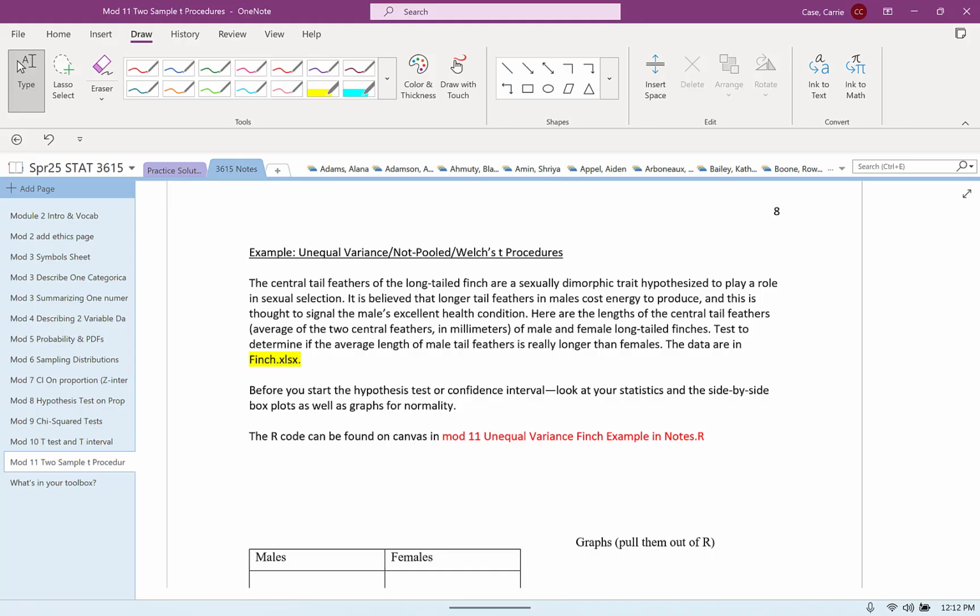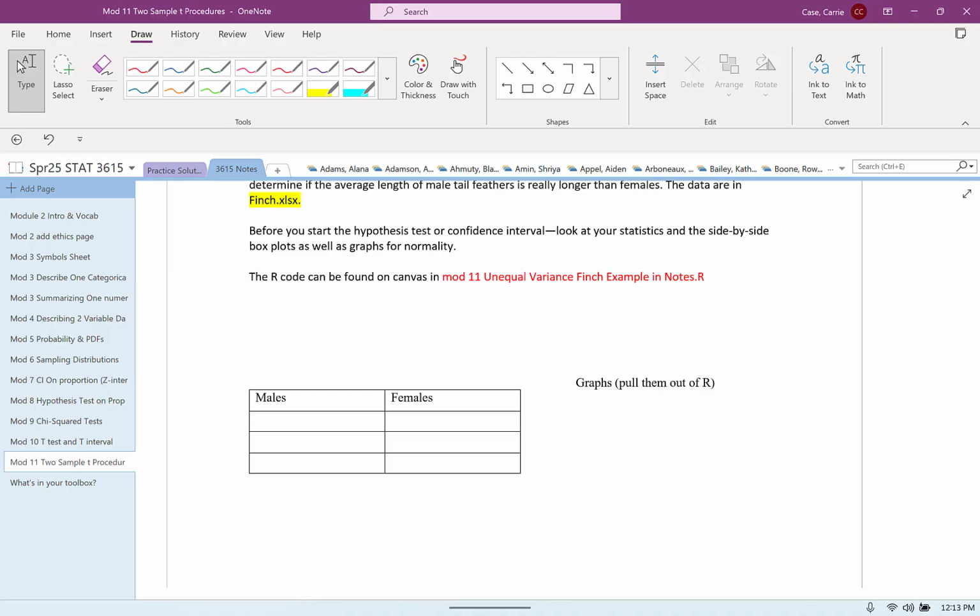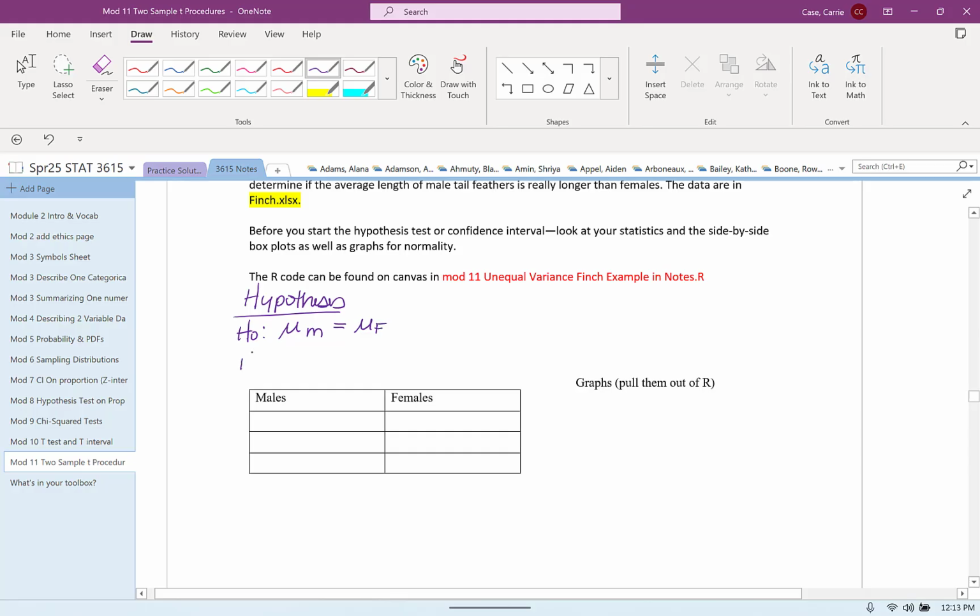Before we start our hypothesis test or our confidence interval, we're going to take a look at our statistics and the side-by-side box plots, as well as those graphs for normality. So I'm going to go ahead and start writing some of this down. Our hypotheses. The null hypothesis is that the mean for male tail feathers is equal to the mean of female tail feathers, and the alternative is that the mu for males is longer or bigger than the mean for females.